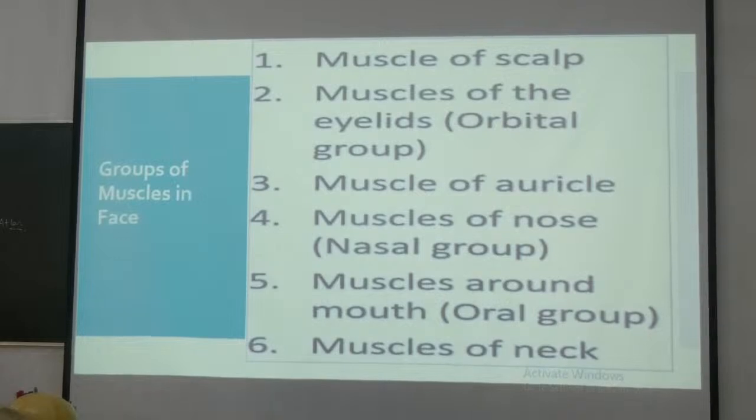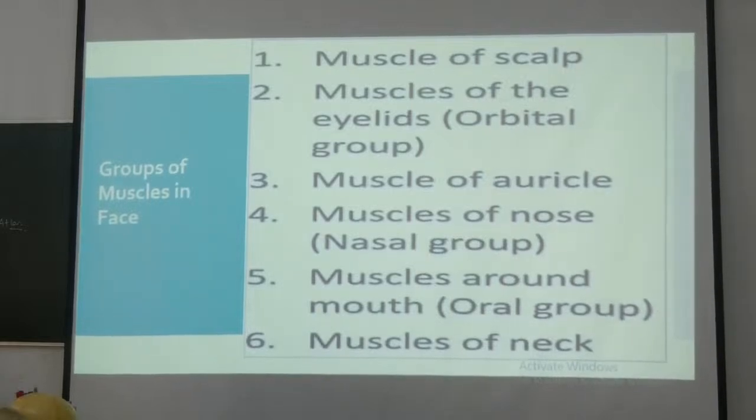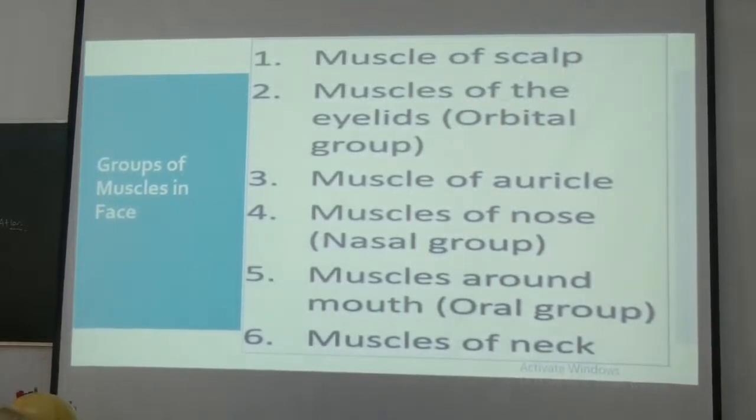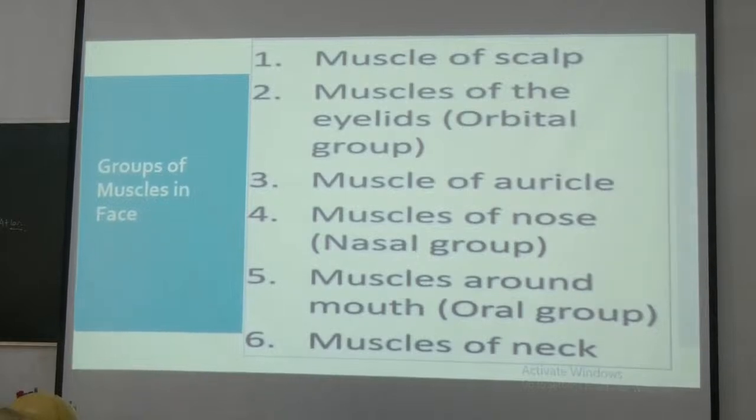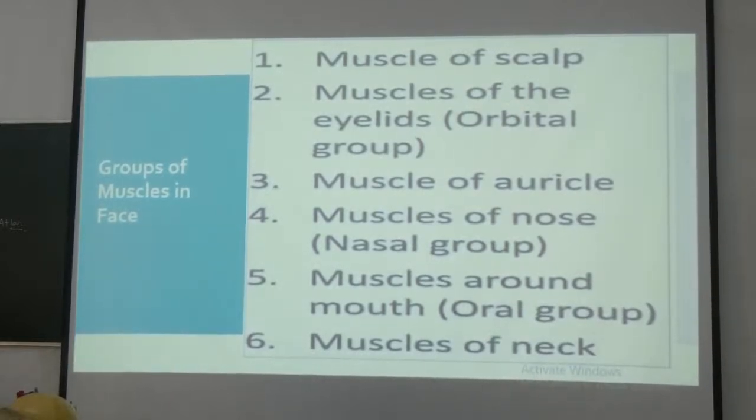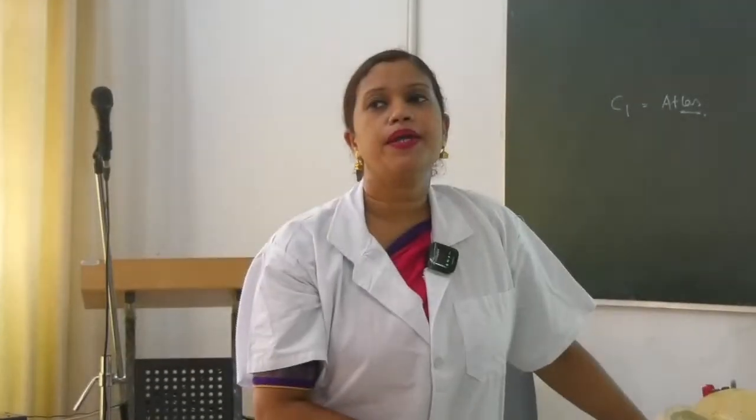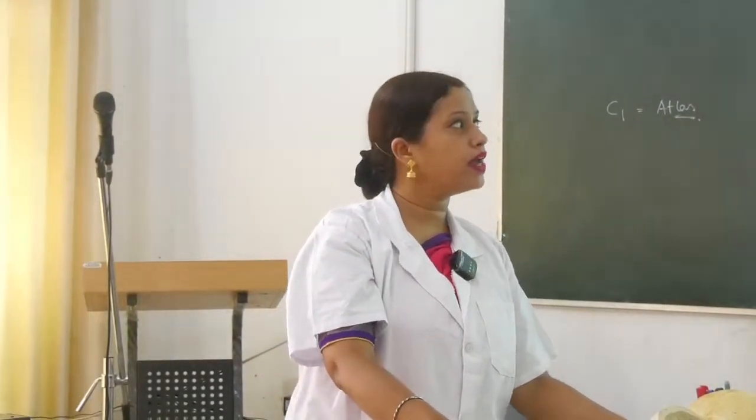Then what else do we find in the orbital group? Orbicularis oculi, very much important, may come as a long question or a short note. Buccinator and orbicularis oculi you have to study separately. So orbicularis oculi, next one is LPS, that is levator palpebrae superioris. So these are the muscles of the eye.